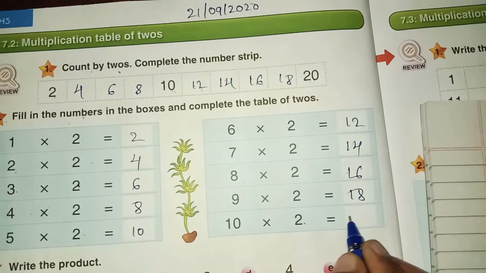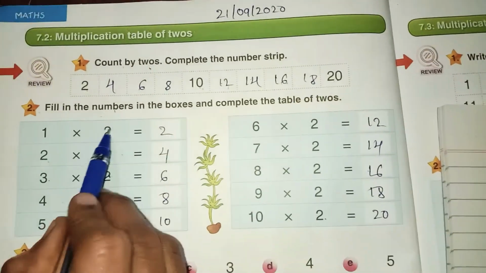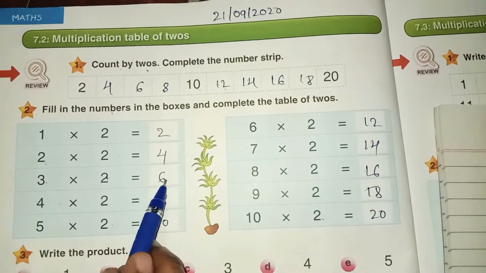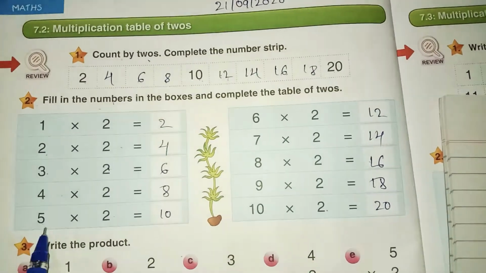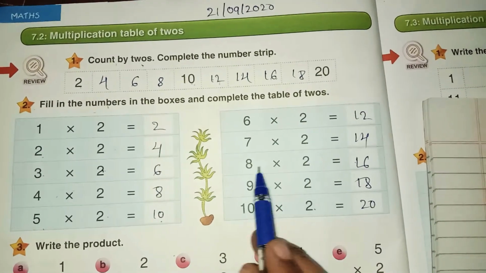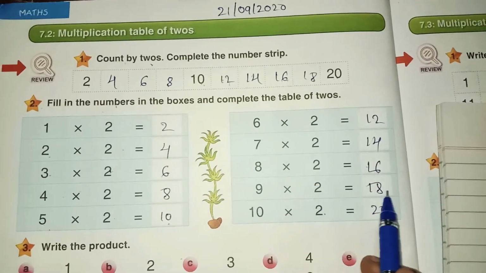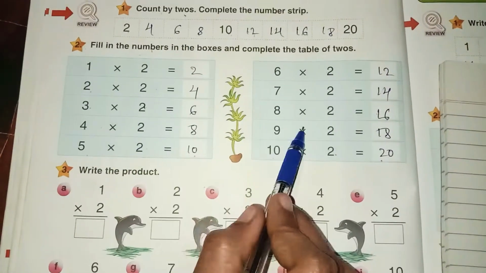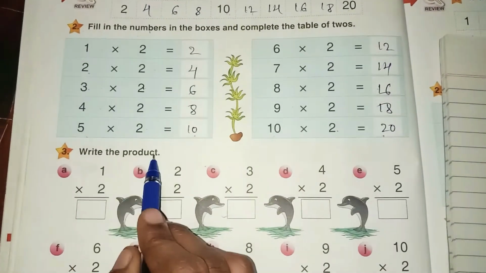10 into 2, 20. Like that, 2 ones are 2, 2 twos are 4, 2 threes are 6, 2 fours are 8, 2 fives are 10, 2 sixes are 12, 2 sevens are 14, 2 eights are 16, 2 nines are 18, 2 tens are 20. This is the table of twos. Okay, write the product here.